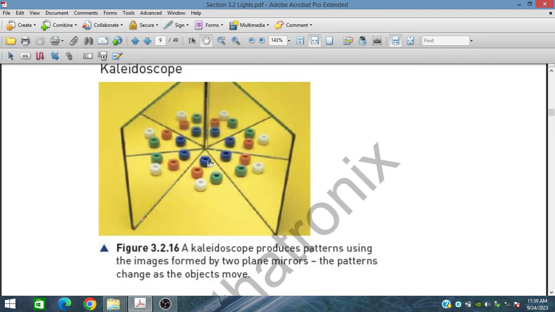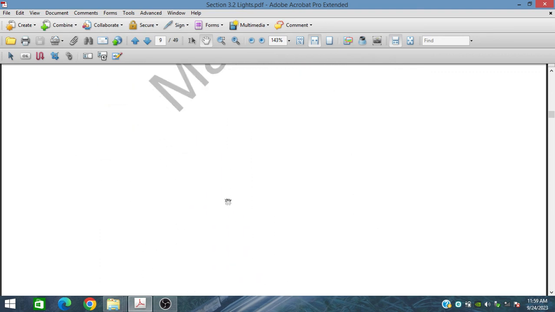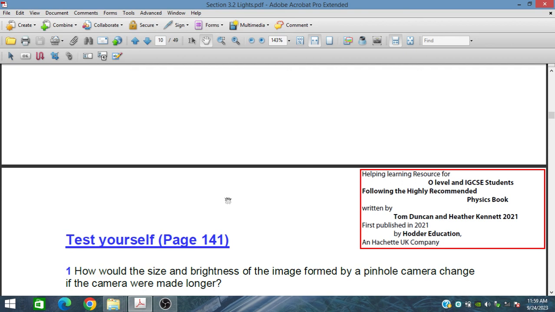In the kaleidoscope, we have these four objects, and we have placed the mirrors at different angles, which gives reflections, and it shows that there are a lot of objects. The kaleidoscope produces patterns using the images formed by two plane mirrors. The patterns change as the object moves. So if we move the object, the pattern will change. So this is the kaleidoscope.